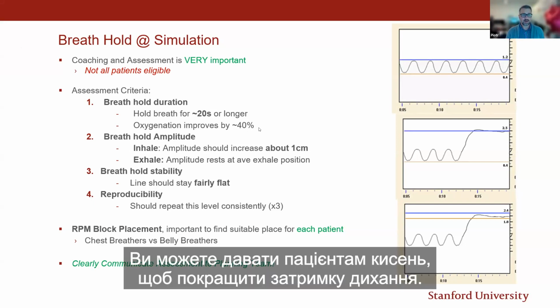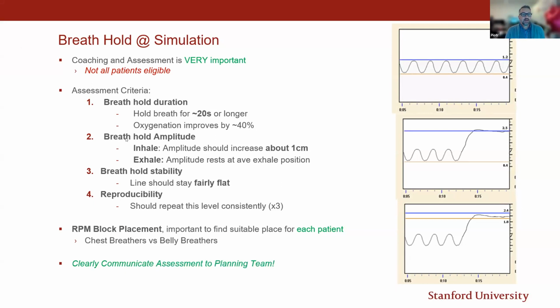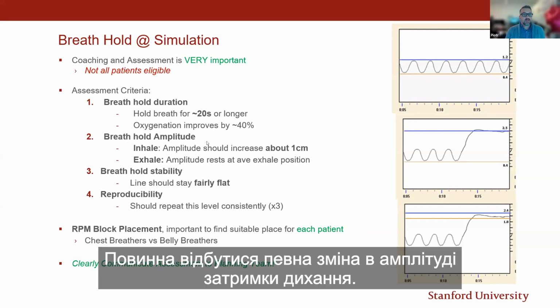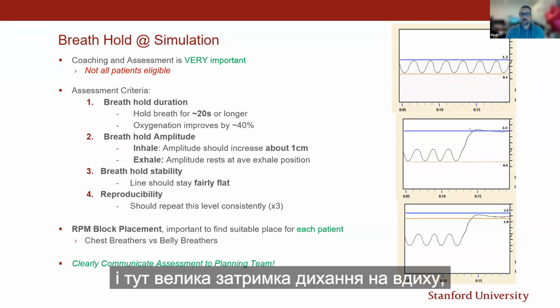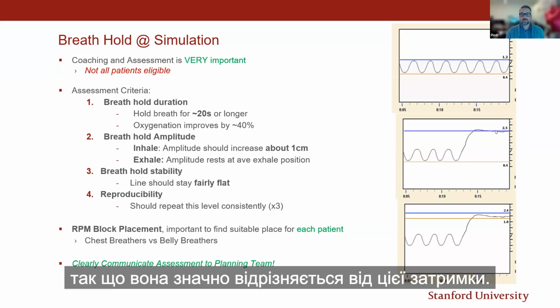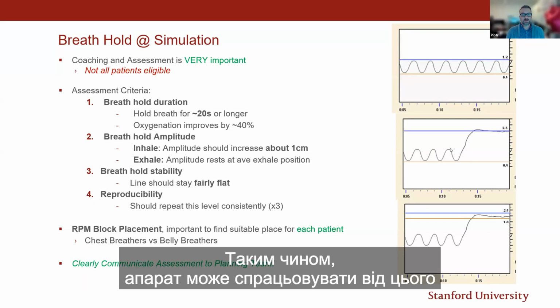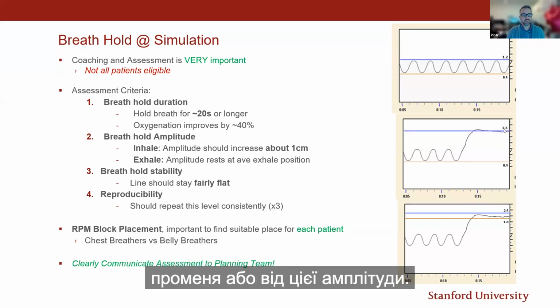You can give patients oxygen to improve their breath holds. There should be some change in their breath hold amplitude. So in this case, you can see the patient's breathing here on your right-hand side, and then there's a nice large inhale breath hold, so that it's much different from here. So the machine can trigger off of this beam or off of this amplitude.